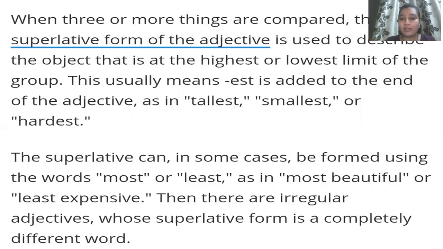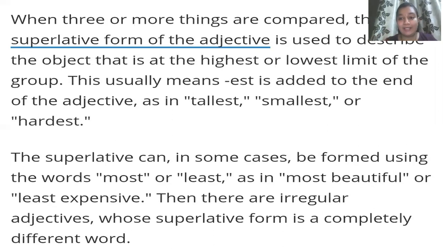Now, as you can see on the screen itself, as I told you some time before, in comparative adjectives we add suffix er along with the adjective. So, similarly, in superlative, we add suffix est along with the adjective in order to give it a superlative form. So अगर tall दिया है तो उसका बन जाएगा tallest if we have to use it in the superlative form. अगर small दिया है, it will become smallest in the superlative form.